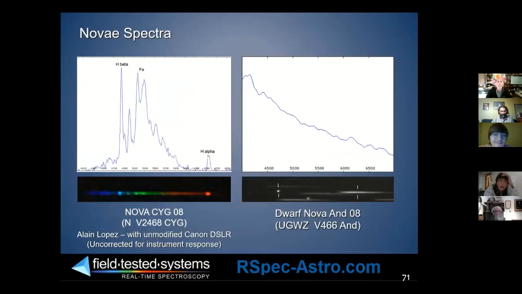So let's look at some novae. I know that we've got some novae hunters here. And again, you can see the different components. Different novae have different spectra. And again, you can see, what did I want to circle down there? Oh, that it's a Canon DSLR.